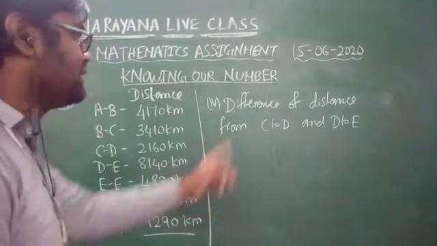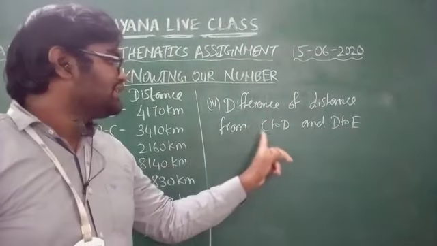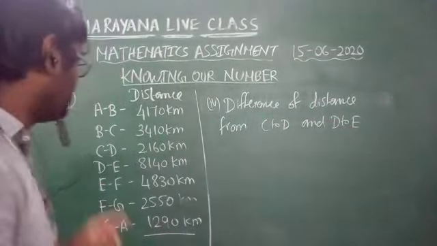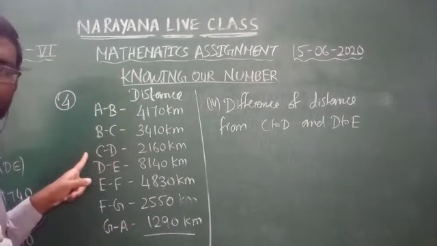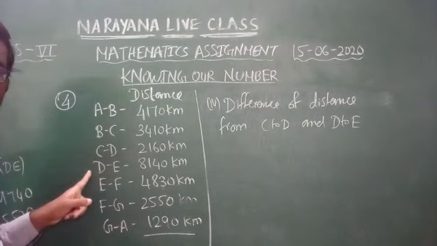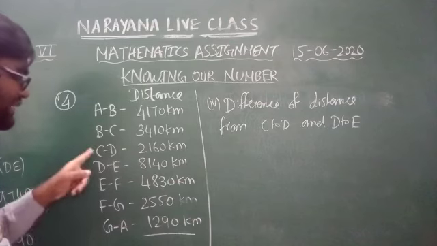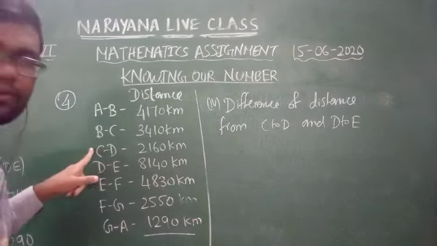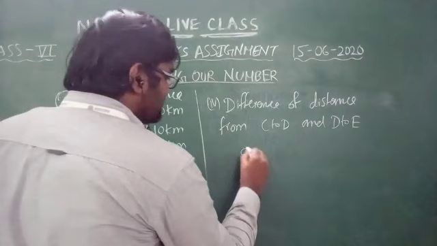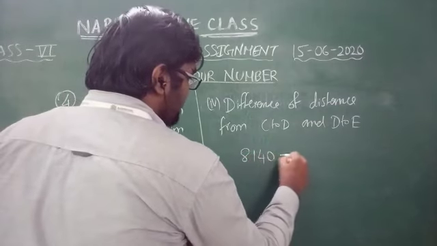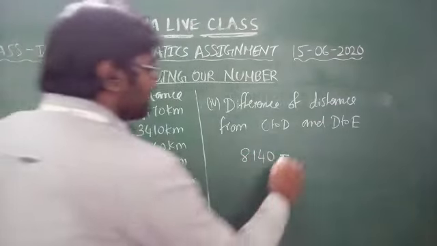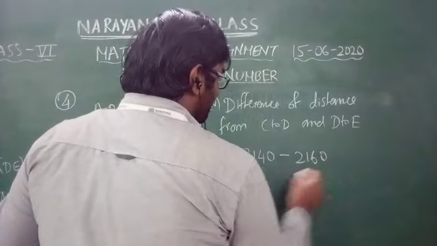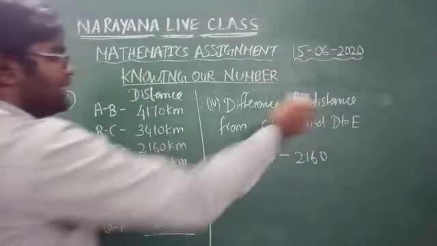The last subdivision: the difference of distance from C to D and D to E. C to D distance is 2160 kilometers and D to E is 8140 kilometers. Difference means larger value minus smaller value. The larger value is 8140 minus the smaller value 2160. This is the difference between C to D and D to E.